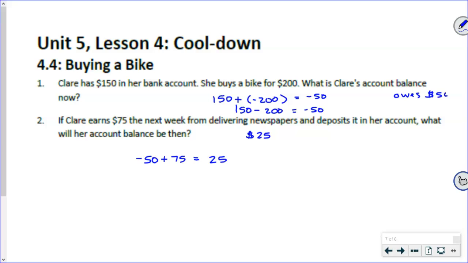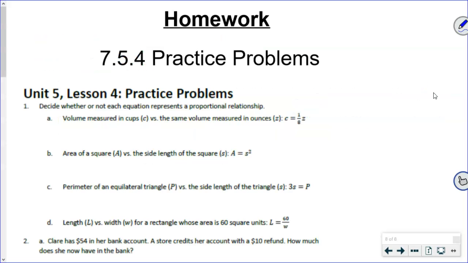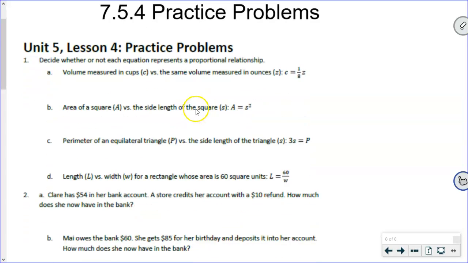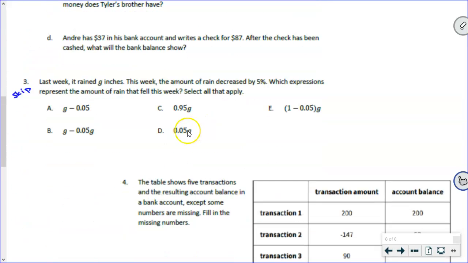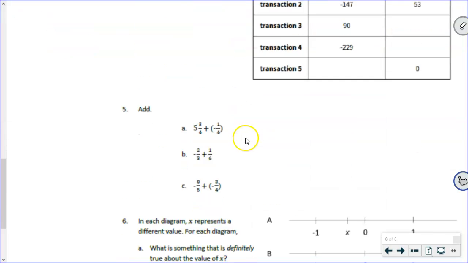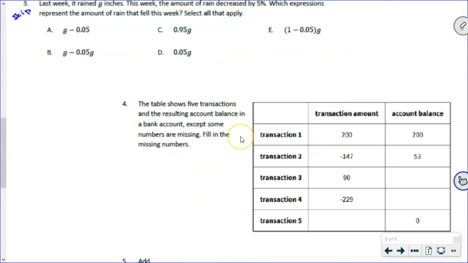Your homework is Lesson 4, Practice Problems. On this homework assignment, you'll see that there are some other topics besides just integers and positives and negatives. We have some stuff with proportions, positives and negatives, percentages, more positives and negatives. So make sure you're answering each question.